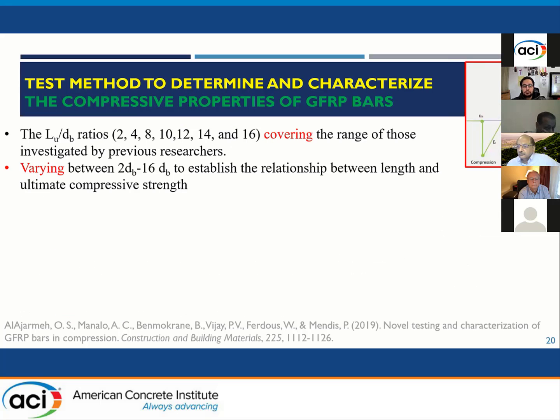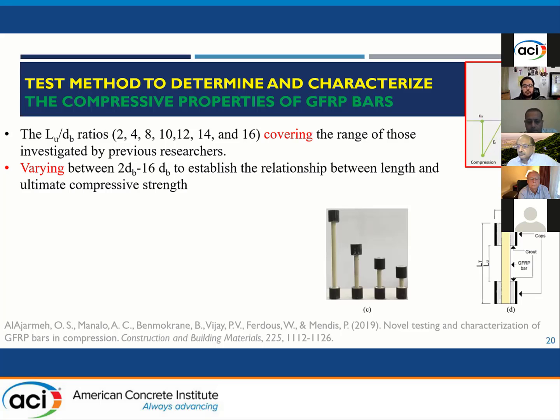In terms of the compression test, we are going to change the unsupported length ranging from 2db to 16db, which will first of all cover all ranges covered in the literature, as well as establish the relation between the length and the compression strength of GFRP. As we have seen today, the compression strength of GFRP has been reported as sometimes 40 to 50% of the capacity of the tensile properties. This is the standard procedure that is going to be followed.